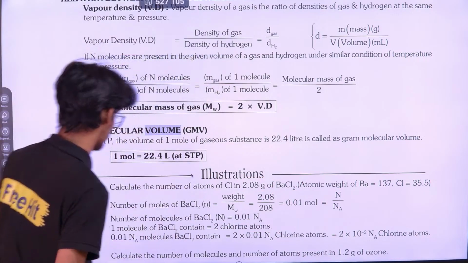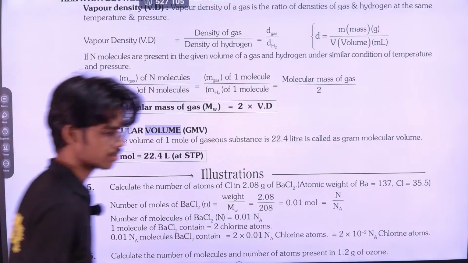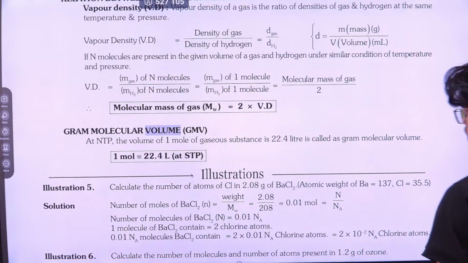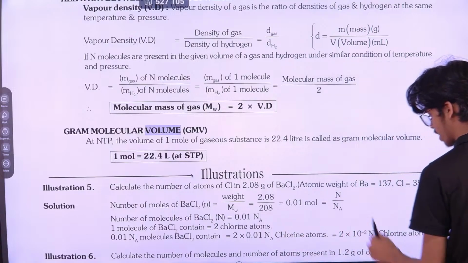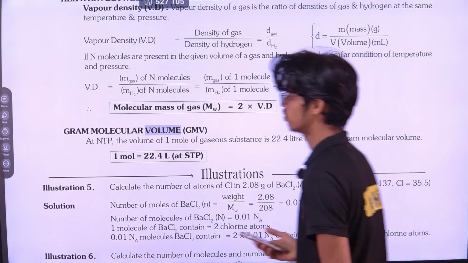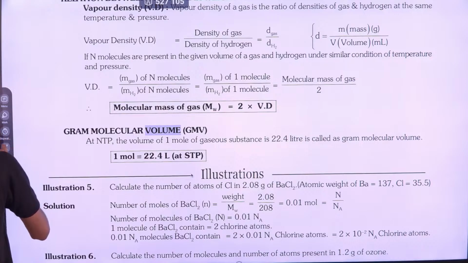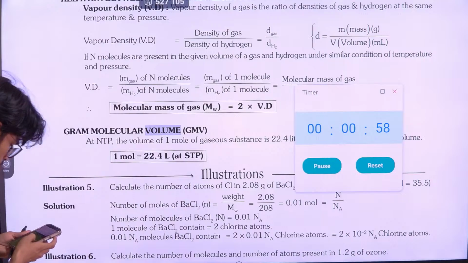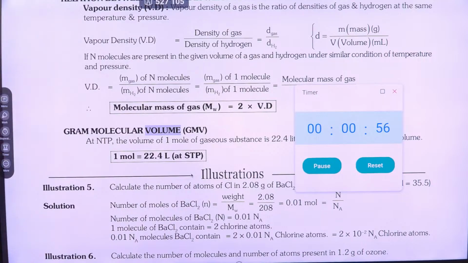Try to answer, guys. Next question is, can you see the next question? Let me just check. So next question is, calculate number of molecules and number of atoms present in 1.2 gram of ozone. 1.2 gram of ozone, guys. Calculate molecules and number of atoms. Shraddha, Aira, Jyoti, Kanishka, guys, try to do it.